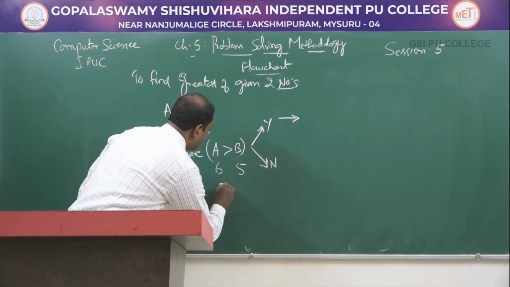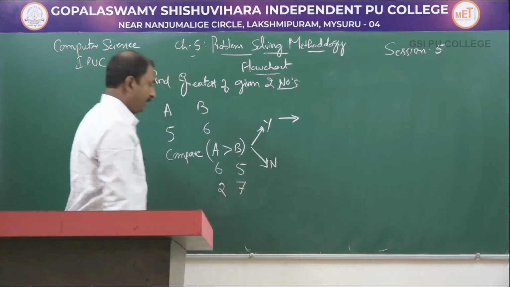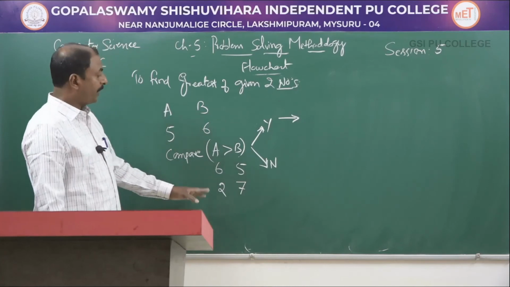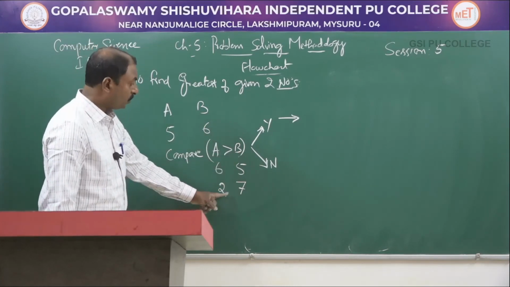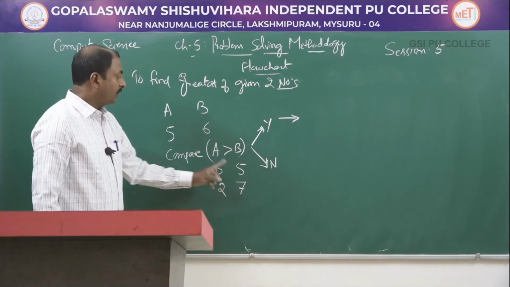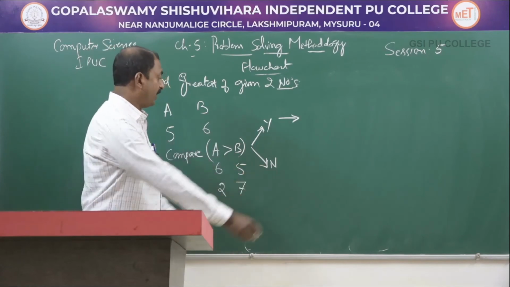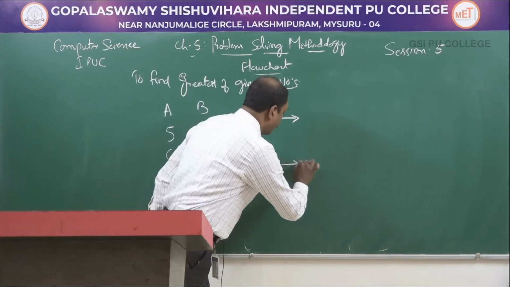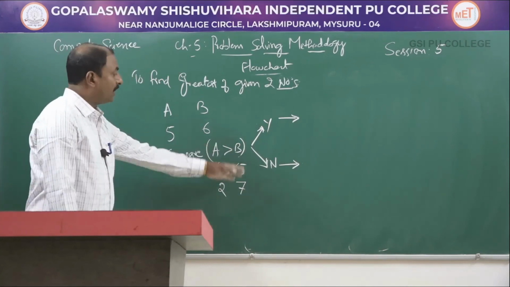Now, see, this is 2 and this is 7. In this example, if you compare two numbers, A greater than B, here A value is 2, B value is 7, is A greater than B? So the answer is no. Then we have to process or continue with this statement. So this is the logic here.